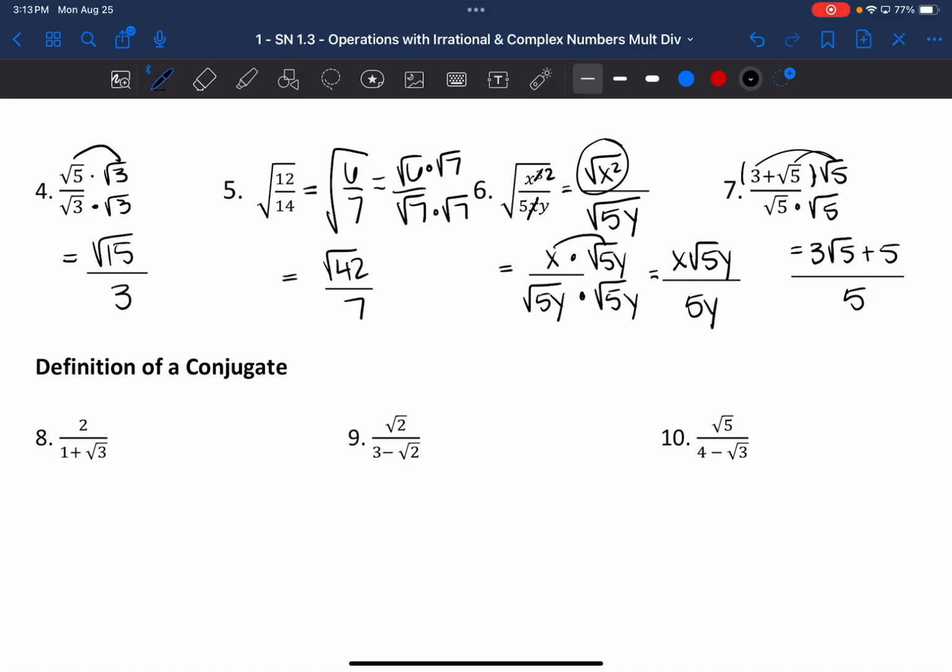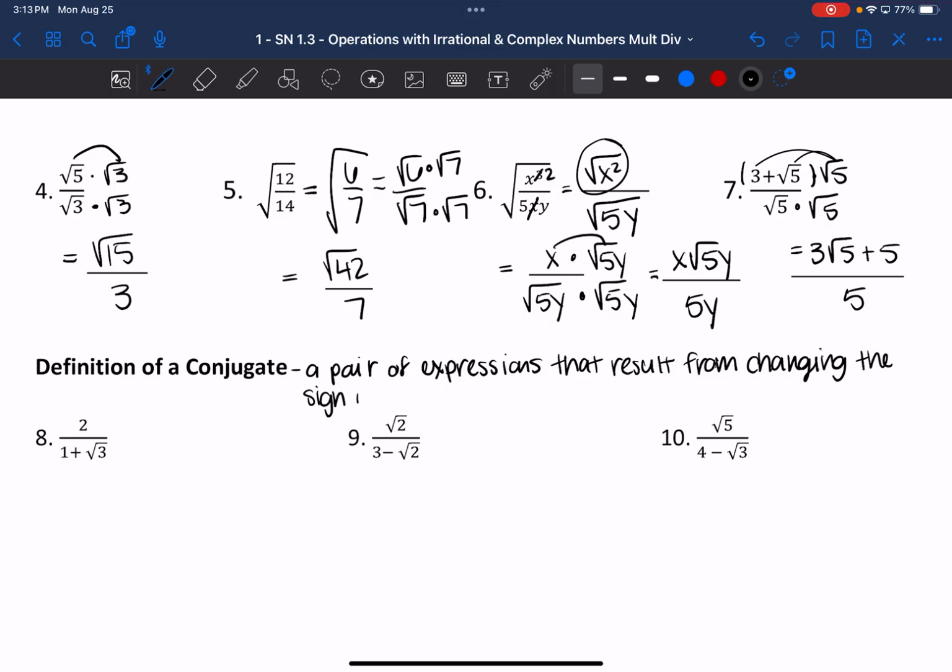All right, so next we're going to talk about multiplying by the conjugate. First, we're going to define what a conjugate is. This is going to be a pair of expressions that results from changing the sign in a binomial.